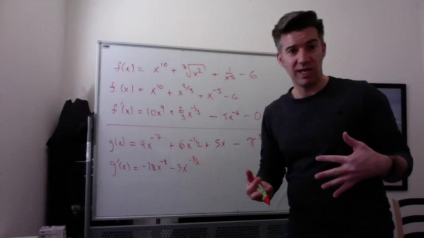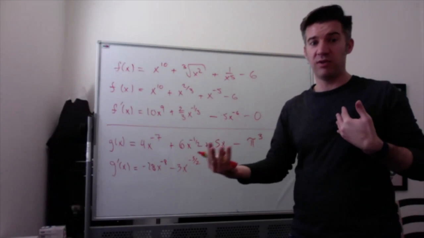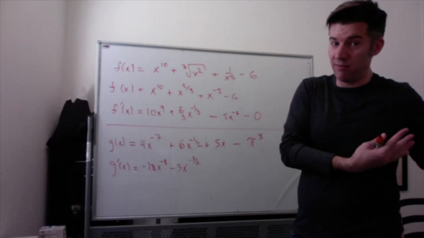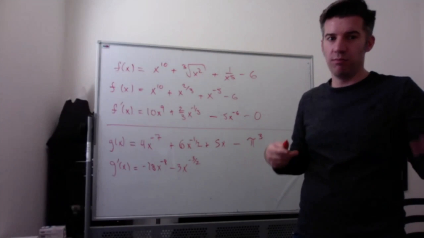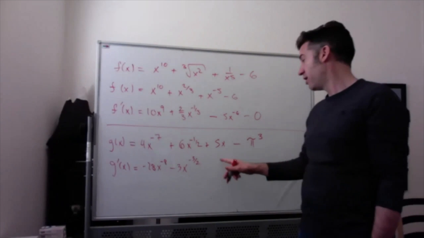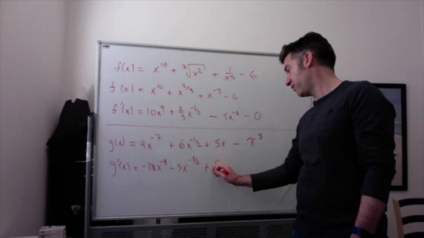Just a reminder, when you take these derivatives, if your powers are positive, they should get smaller. If your powers are negative, they should get more negative, which is still smaller, but it's more minus. That's the right way to say that. It's more negative. The derivative of 5x is 5.